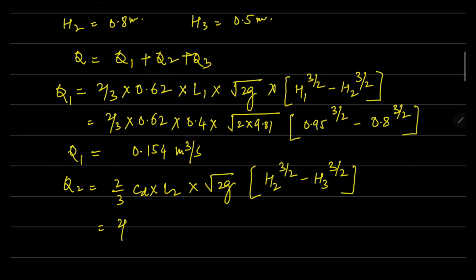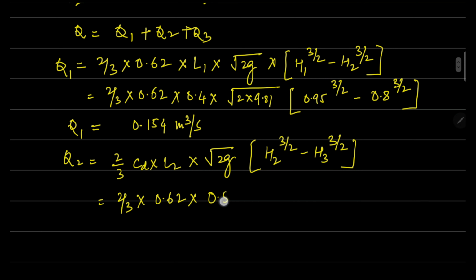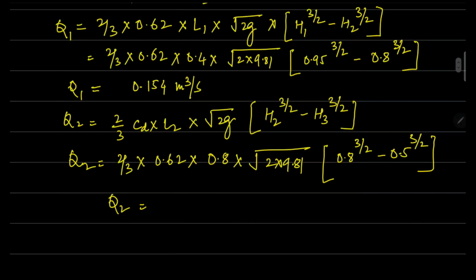If we put all the values, 2 by 3, 0.62, L2 is given to us, that is 0.8 meter, multiplied by under root 2 multiplied by 9.81, and in brackets this is 0.8 raised to the power 3 by 2 minus 0.5 raised to the power 3 by 2. Now Q2, if we calculate, this value is coming out to be 0.530 meter cube per second.